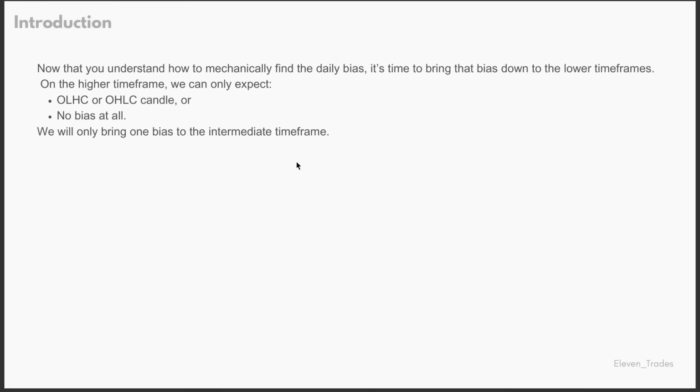So when we know our daily buys, and we expect one kind of buys, either an open low high close or open high low close daily candle. Either the daily candle is going higher or lower, there will be no conflict. Now we will bring that into the intermediate time frames.